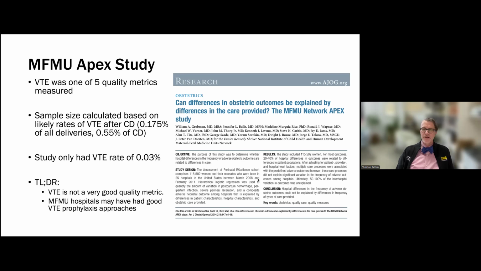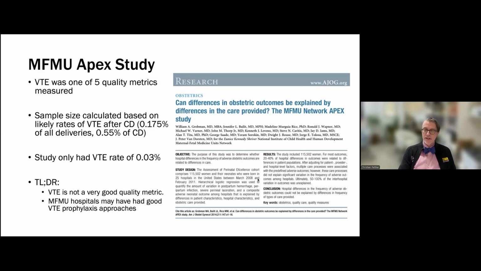So we don't generally measure this across hospitals. We're not measuring this in Iowa to figure out which hospitals are doing a good job and which hospitals are doing a bad job. And this also makes it hard when we talk about the prophylaxis regimens that are recommended by some of our societies. It also makes it very hard to see if we're doing a good job to prevent venous thromboembolism.